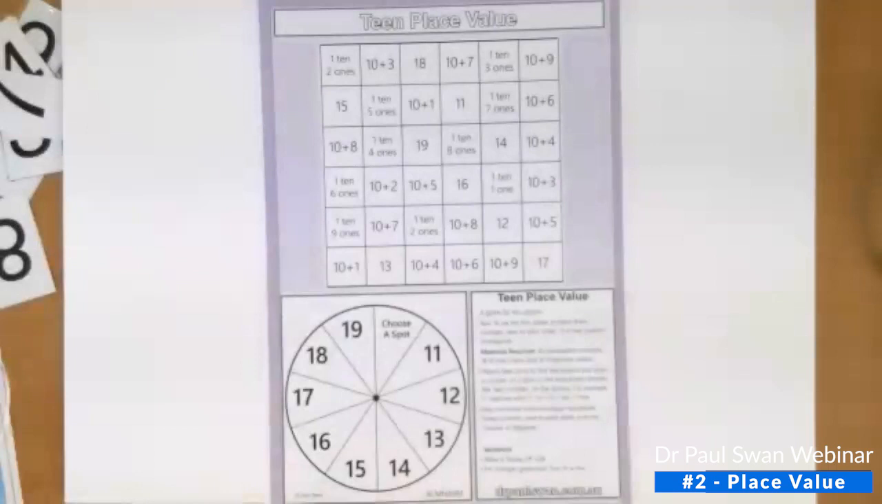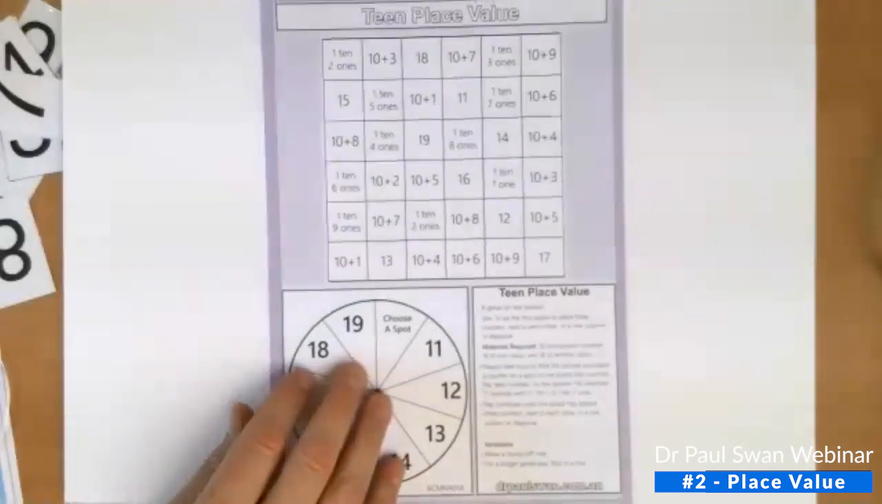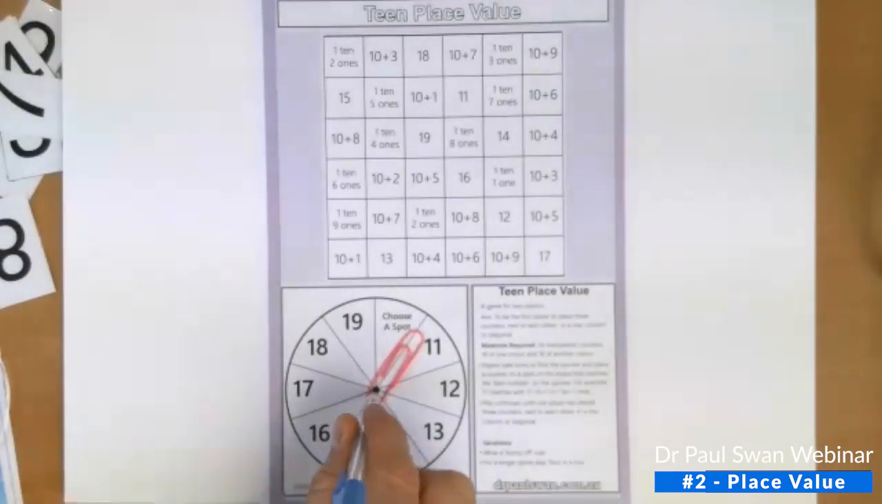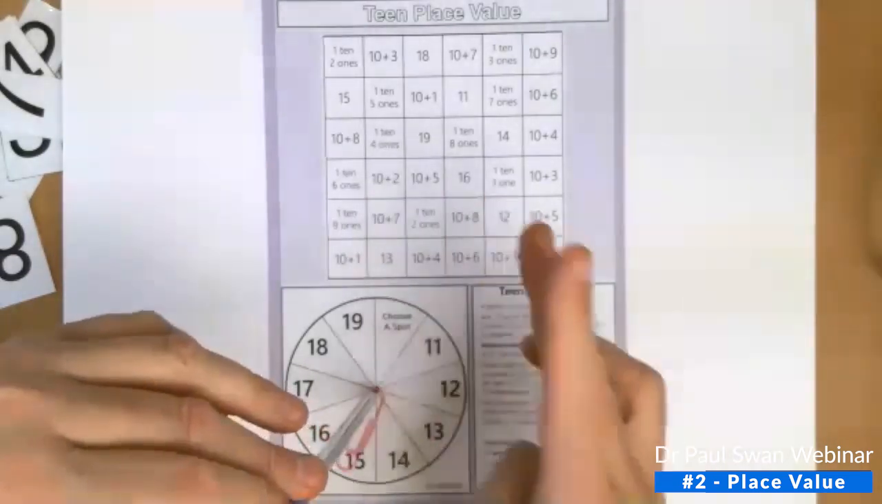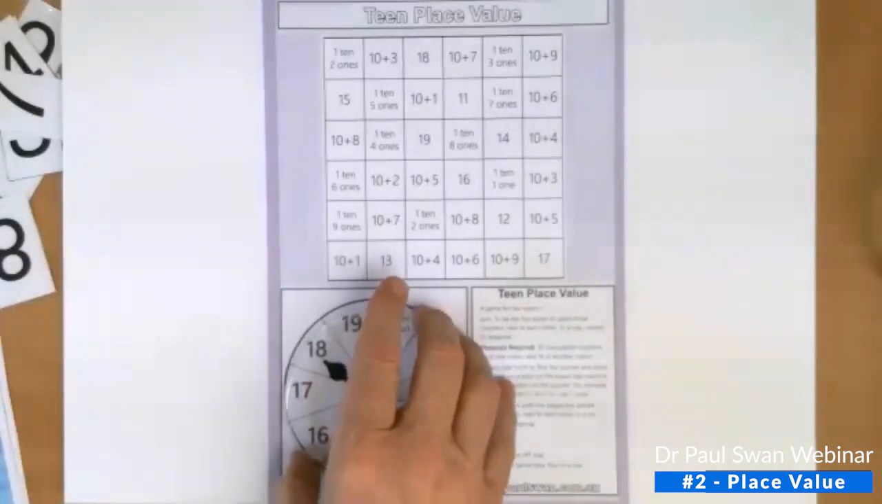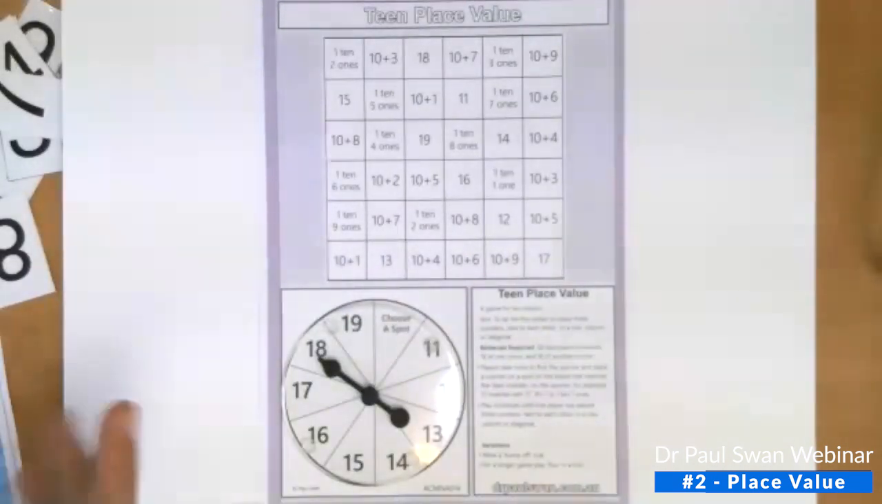I'll just get this out of the way and I'll show you an example. So this one here, you can just download off the web, and it's called Teens Place Value. Now, last week, you might remember, maybe you're new this week, I showed you how to use a pen and paper clip to make a spinner, or we're just going to use a plastic overlay spinner in this case here. The way this game is played is fairly simple.